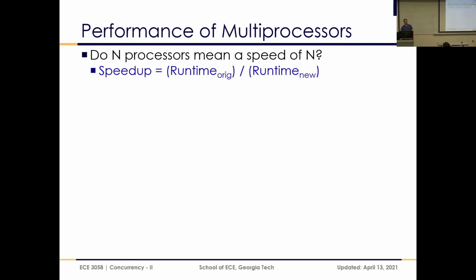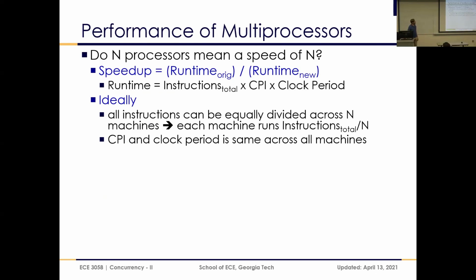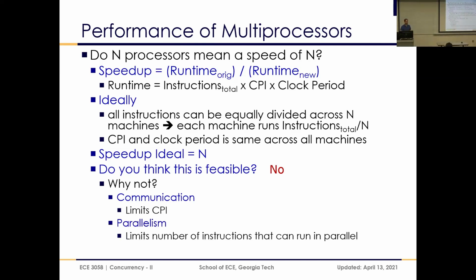No, not at all. We know that speed up is based on this ratio of the original plus the new. And then we can say that the runtime is going to be the instructions total times the CPI times the clock period. And ideally, if we have more instructions, we can get a speed up, but we know it's not feasible because we have all these overheads. We have all these limitations that are put upon it. This is the same equation that we were running when we were talking about bus communications, right? Parallelism limits the number of instructions that can run in parallel because there's always that serial portion.